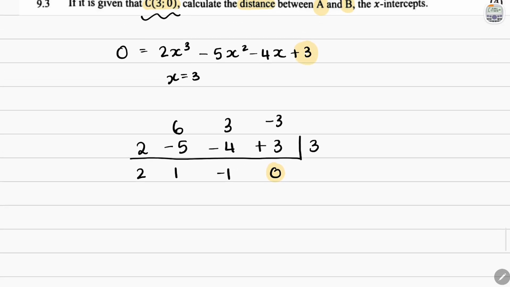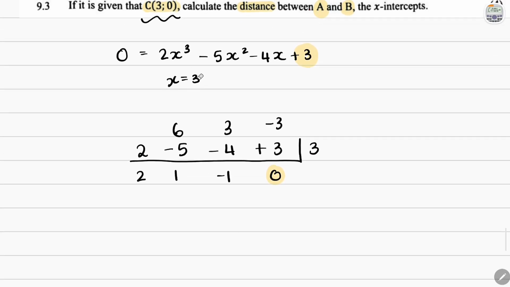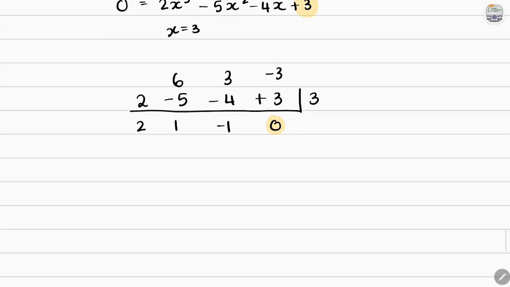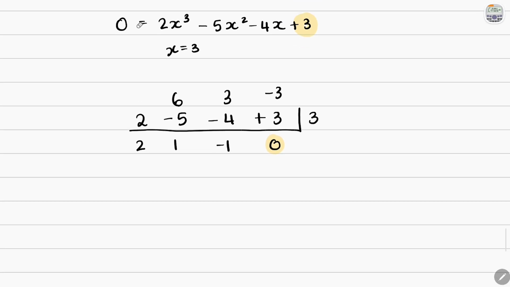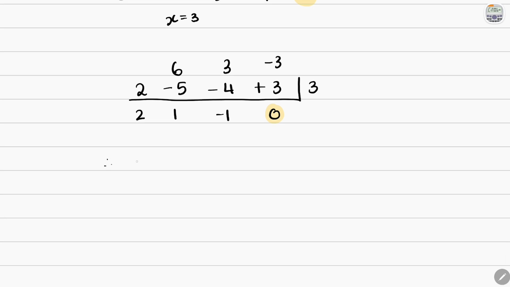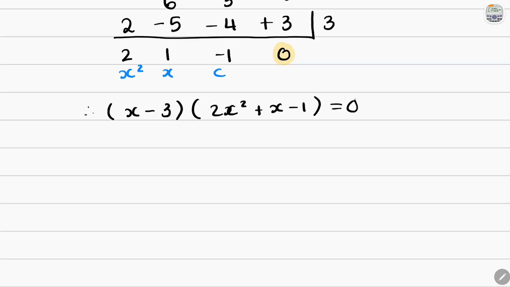So here are our factors. You see that we already had a solution here, that x is equal to 3. What that means is that one of your factors, when you're factorizing this equation, is x minus 3. And then the other factors we get from here. So we're going to take this, and these are the coefficients of x squared, x, and your constant. So this is 2x squared plus x, and then minus 1. Of course, this is equal to 0.